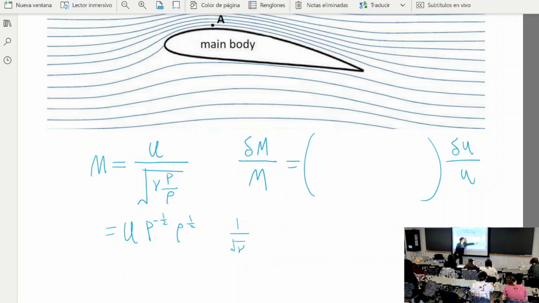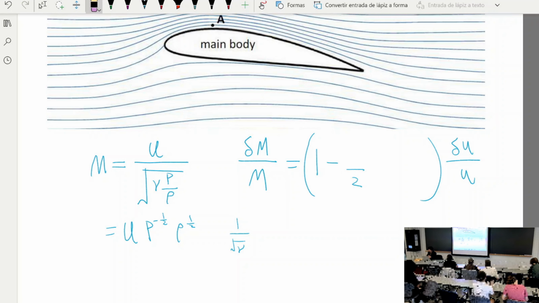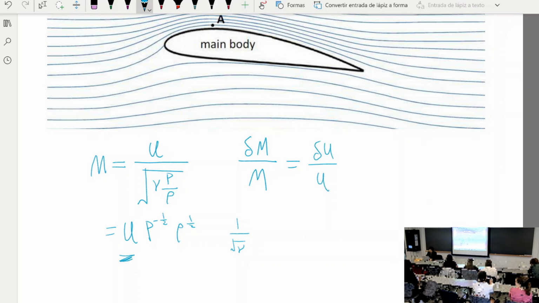So can somebody help me write this out? Let me do it slowly. I don't need to express it all the way in terms of du over u in one shot. So it's du over u from here. And from the pressure, it's minus half of delta p over p. And for the density it's plus half of delta rho over rho. And we know what delta rho over rho is in terms of delta u over u.